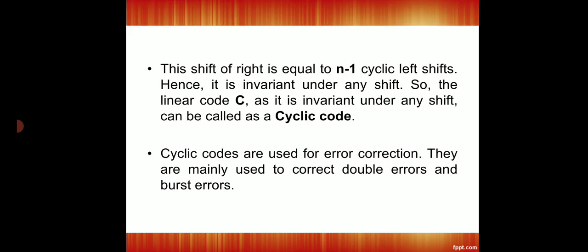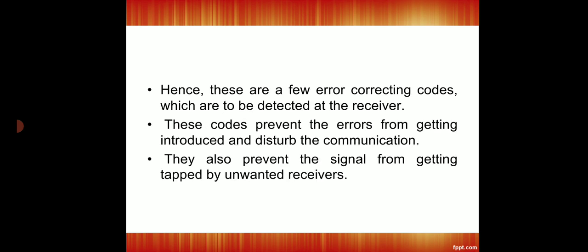And this shift, whether it is to the left or right, is equal to the n-1 shift, and hence if there are any changes in the shift, the linear code will be invariant under any shift. So this we call a cyclic code. And the cyclic codes are mainly used for error correction. They are also mainly used to find double errors and burst errors.